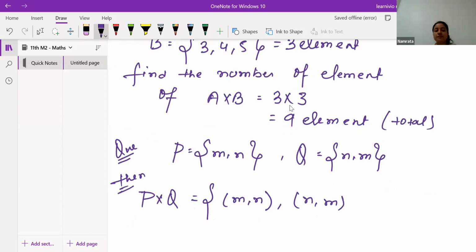Set P is given, set Q is given, and P cross Q is also given. So P cross Q is true or false according to the given sets? False. It's false, right? Is it true or false? False. It's false. Let's write our P cross Q.